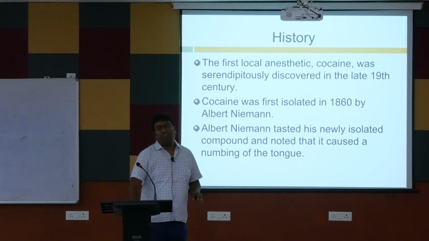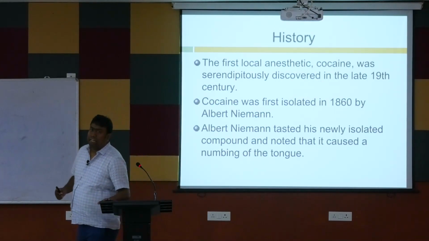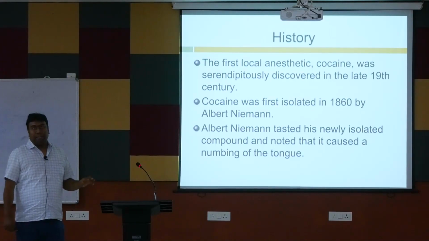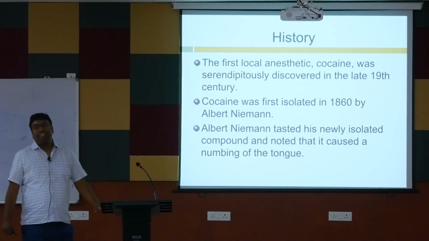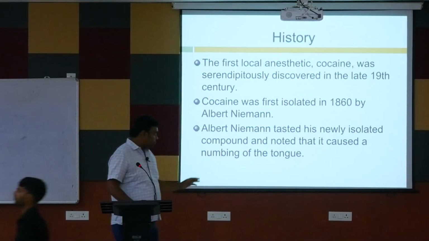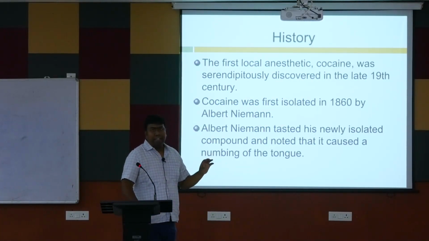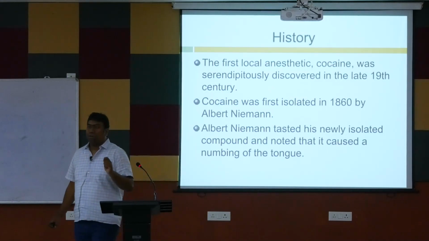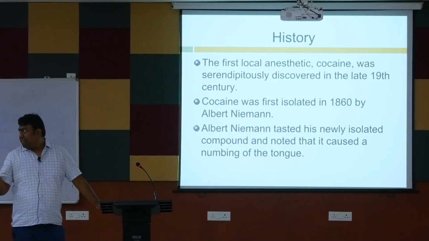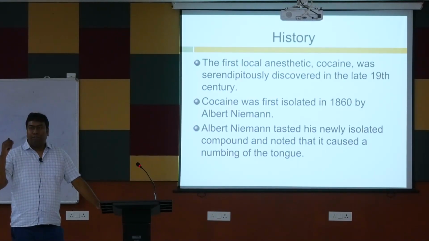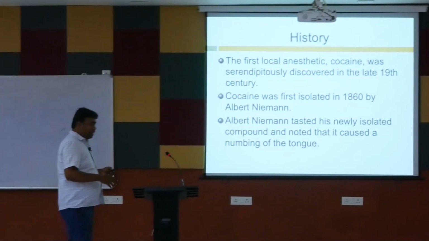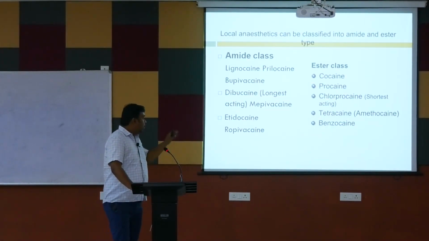The first local anesthetic is cocaine. This was developed in 1860 by the scientist Albert Niemann. So cocaine is one of the first local anesthetics, and it involves loss of taste sensation when it was developed.